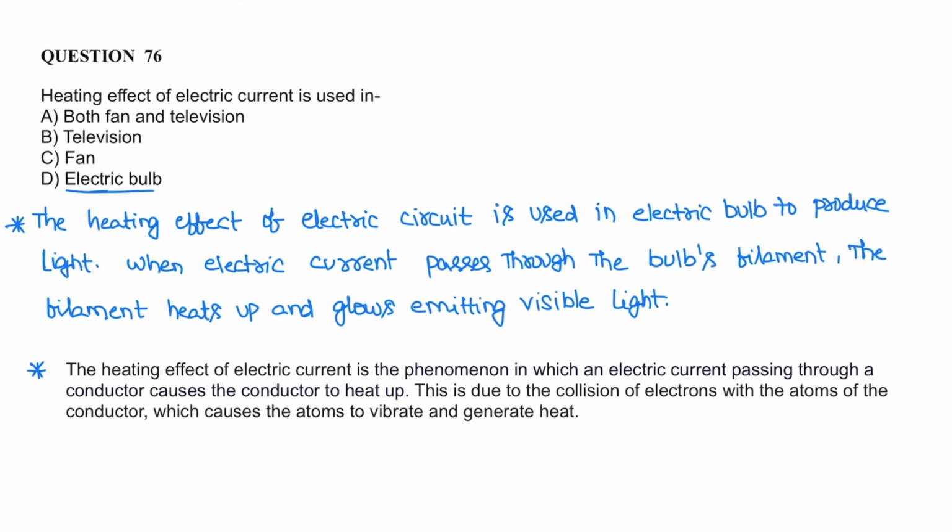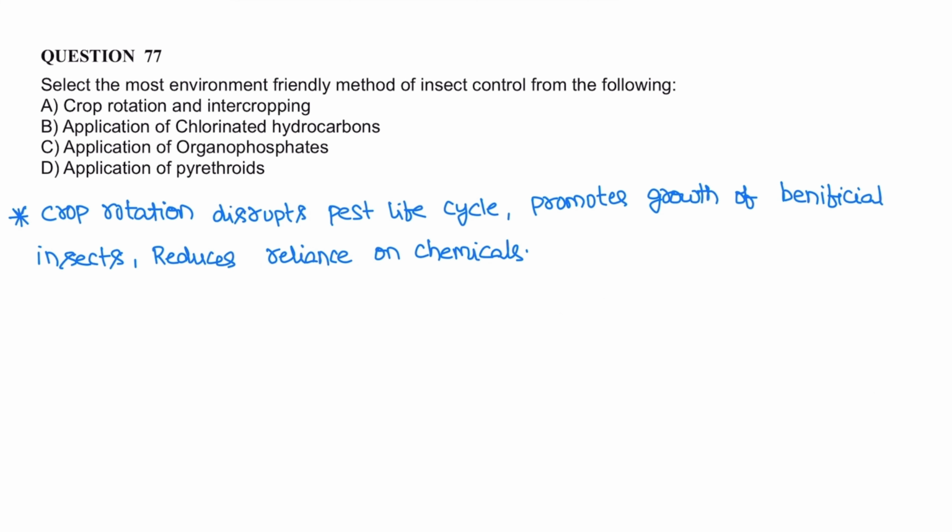Next question. Select the most environment friendly method of insect control from the following. So the best option is A, that is crop rotation and intercropping. Application of chlorinated hydrocarbons and organophosphates and pyrethroids, these are chemicals, which is not an environment friendly method. Crop rotation disrupts the pest life cycle and promotes the beneficial insects, as well as it reduces reliance on chemicals.